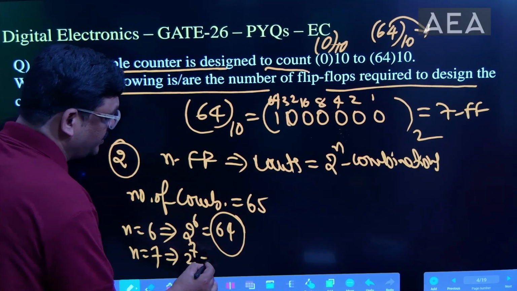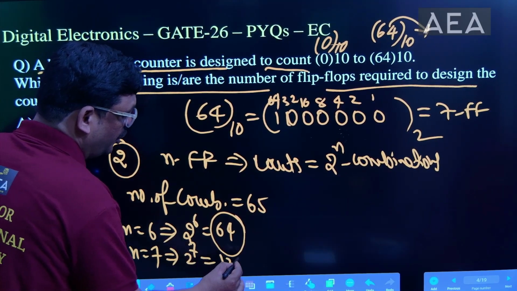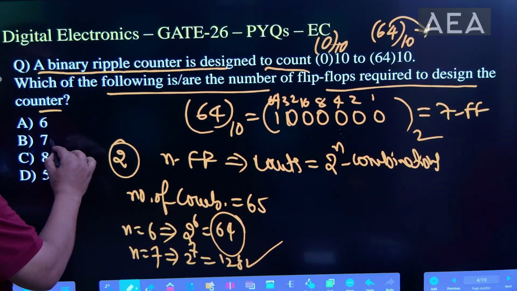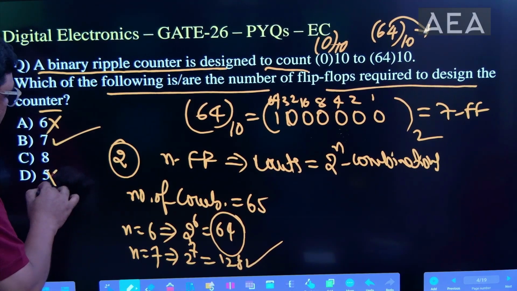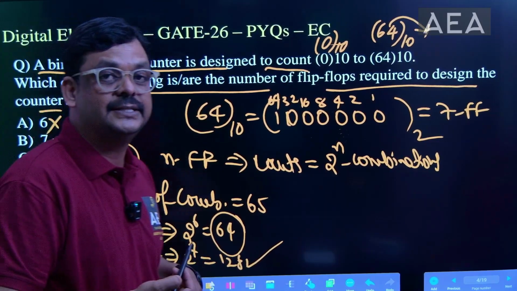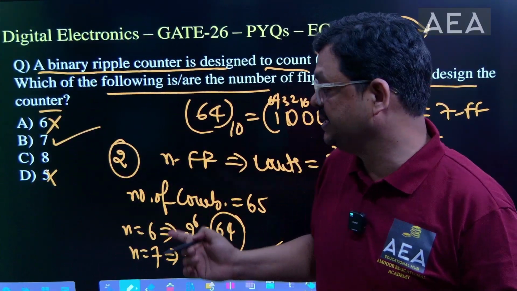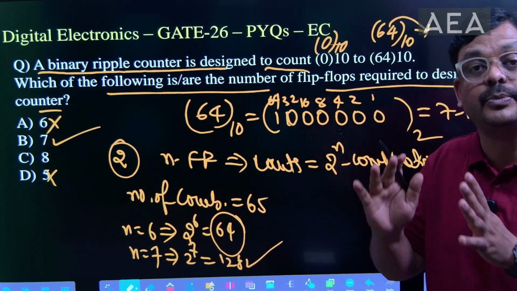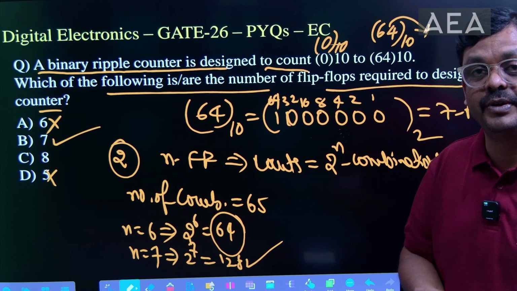Then 2 to the power of 7 gives a total of 128 combinations. Based on the given answer, 7 satisfies, 6 does not satisfy, 5 also does not satisfy, and 8 also satisfies. If you take n equal to 8, it can count up to 256 combinations. But we want how many combinations?